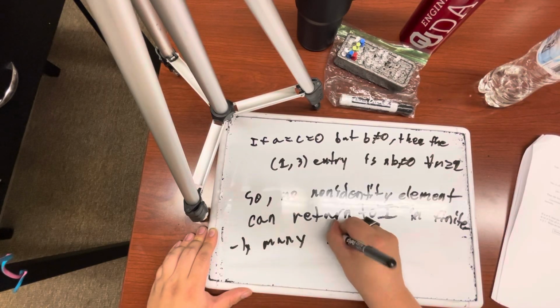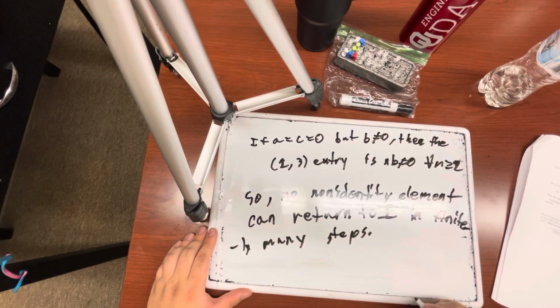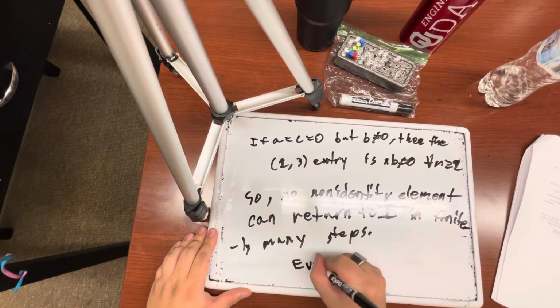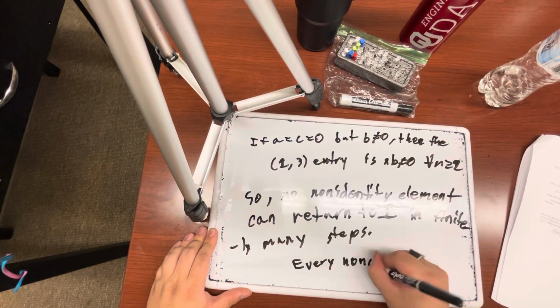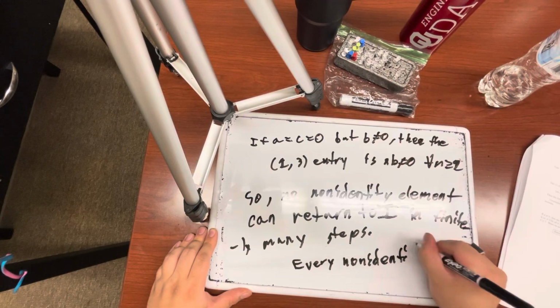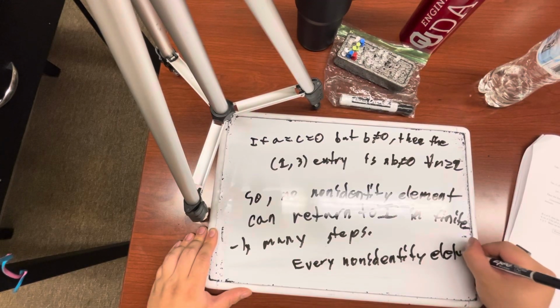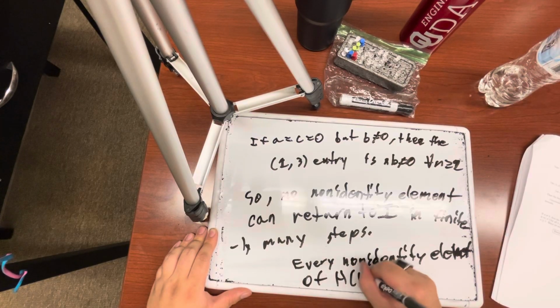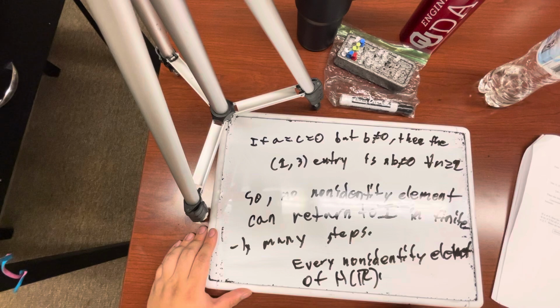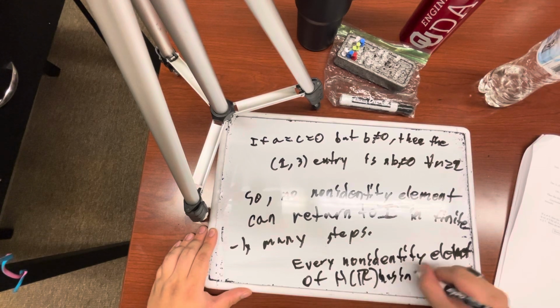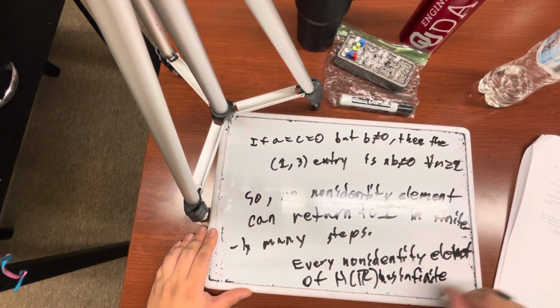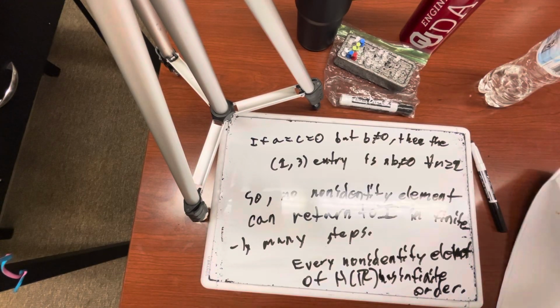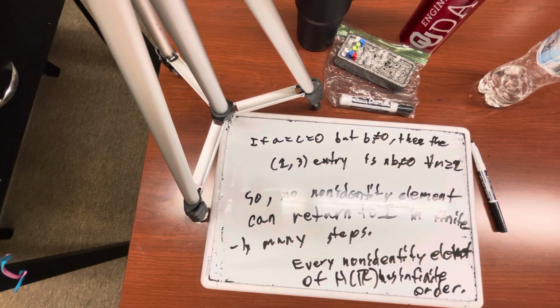Okay. So every non-identity element of H over the reals has infinite order. Okay. QED for the exercises in 1.4 matrix groups, and we are good to go there.